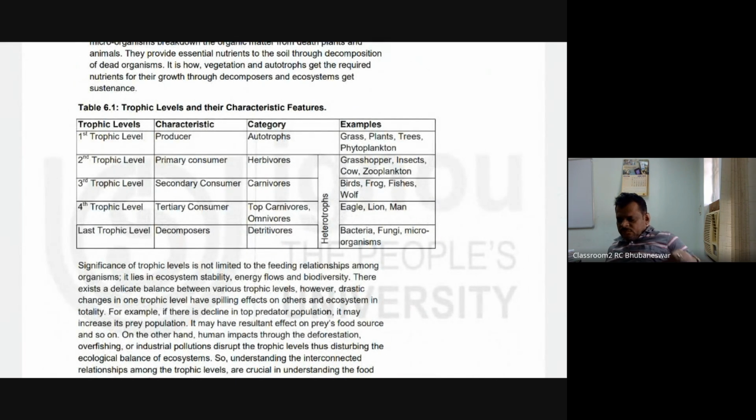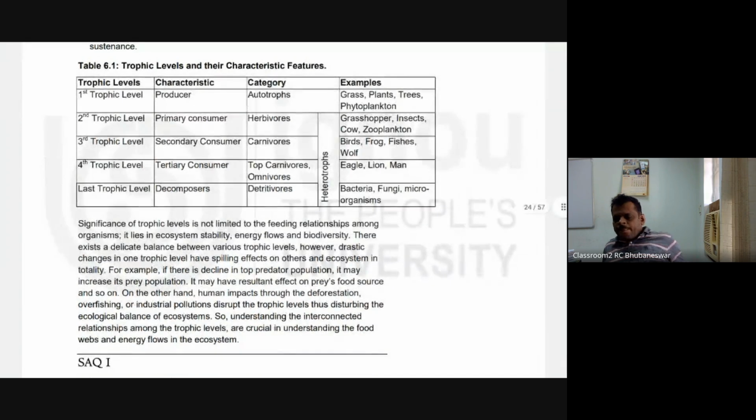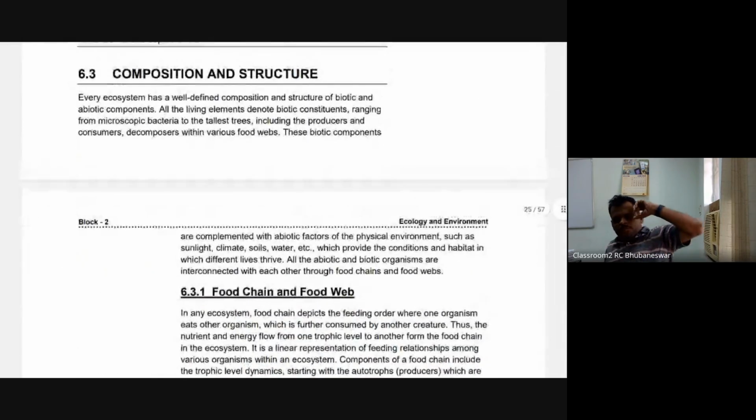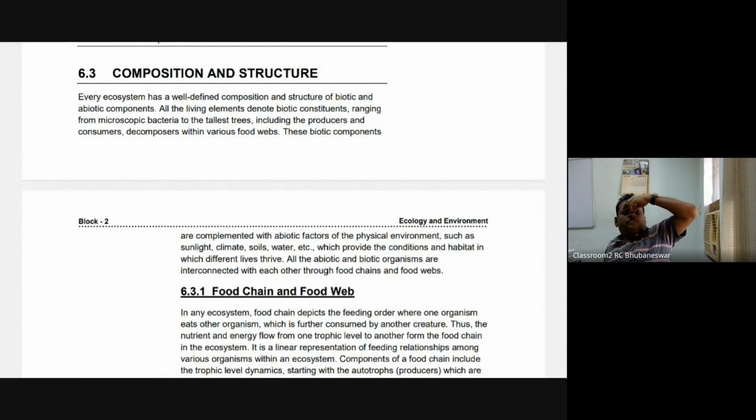Okay, so here is a table that shows the characteristics, category, and examples. Within the first trophic level, you have the producer. The second trophic level has the primary consumer. The third trophic level has the secondary consumer. The fourth trophic level has the tertiary consumers. And the last trophic level is occupied by the decomposers. Here are the examples; you can go through them also.